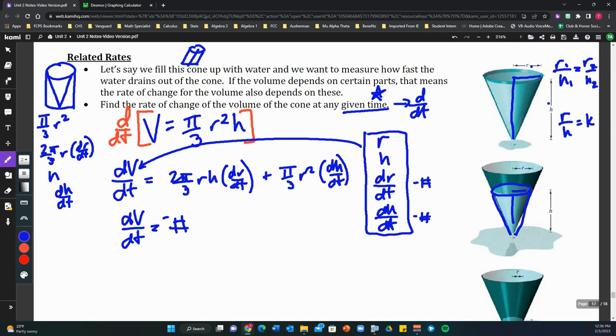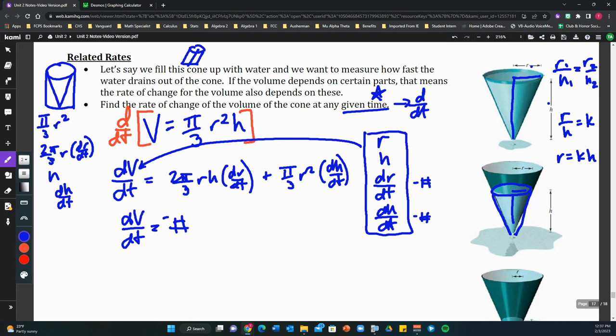Because of that special relationship with these cones, we can actually turn what is a very complicated problem that requires us to know 4 pieces of information into a much simpler problem. Because what I'm able to do is solve for one of these variables. So let's say that I multiplied both sides by h. That means that as long as I know the original radius and height, I can actually calculate the radius at any moment in time based on this relationship because of this k value.